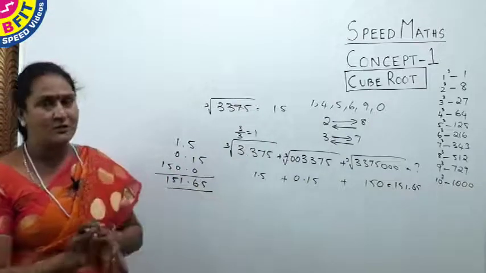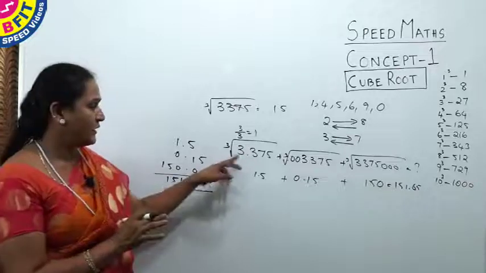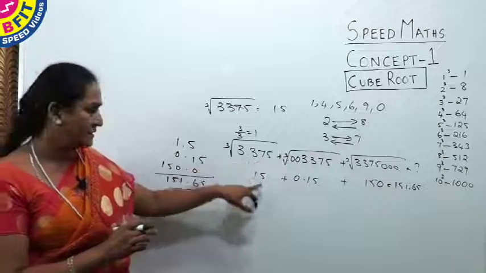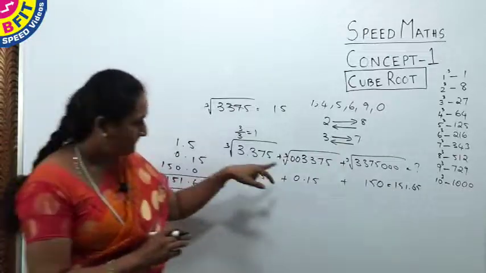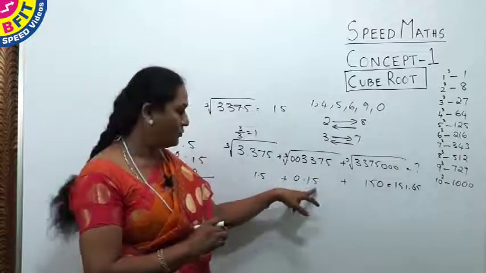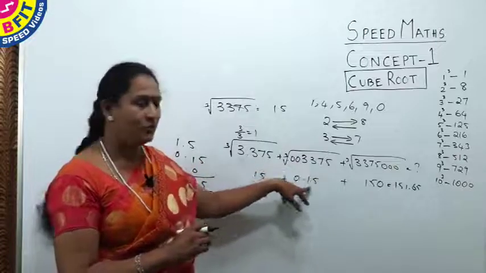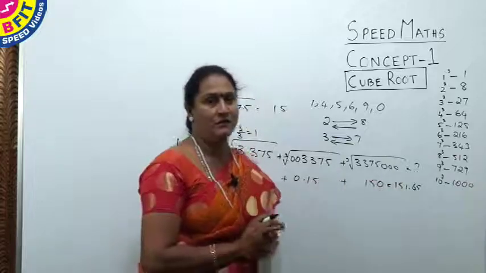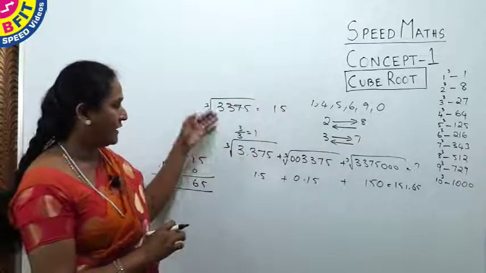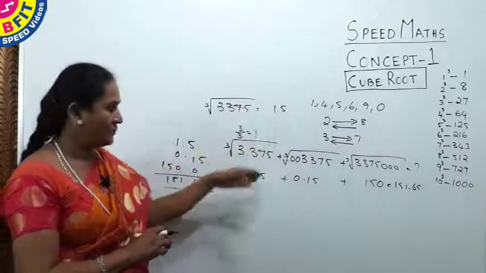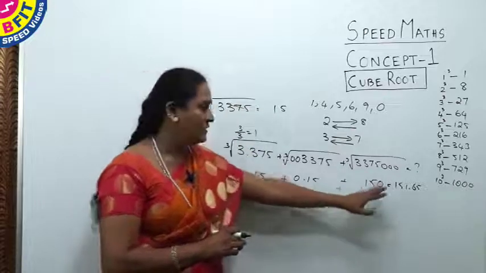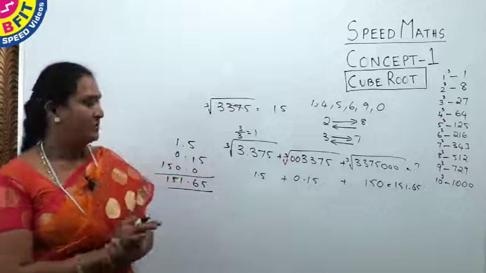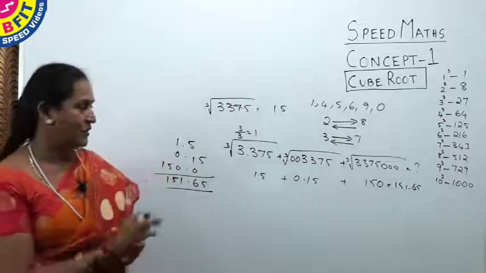For decimals also it is the same pattern, when the decimal places are multiples of 3. Here we have 3 decimal places, so 1 decimal in the cube root. Here 6 decimal places, so 2 decimals, 1/3 of 6. We have 3 zeros, so 1 zero in its cube root. So now getting the value for 3375 and placing the decimal accordingly, we have got the answer as 151.65. So the answer is 151.65.